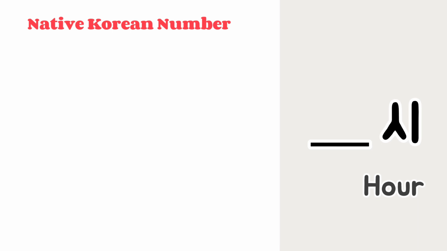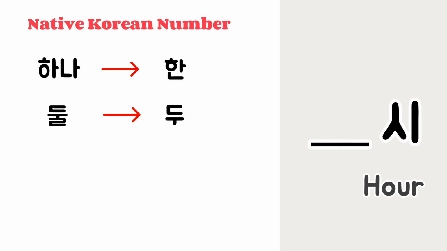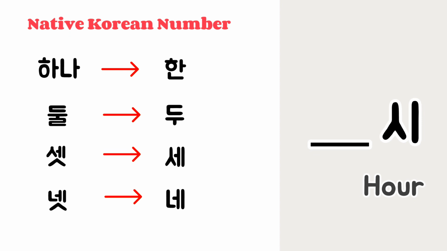However, for 1 to 4, we simplify the words. For 하나, it becomes 한. For the number 2, 둘, we drop the L sound, making it 두. 3, 셋, drop the S sound, making it 세. The last, 4, 넷, also drops the S sound, making it 네. From 5, you can just simply say the number and say 시 after.